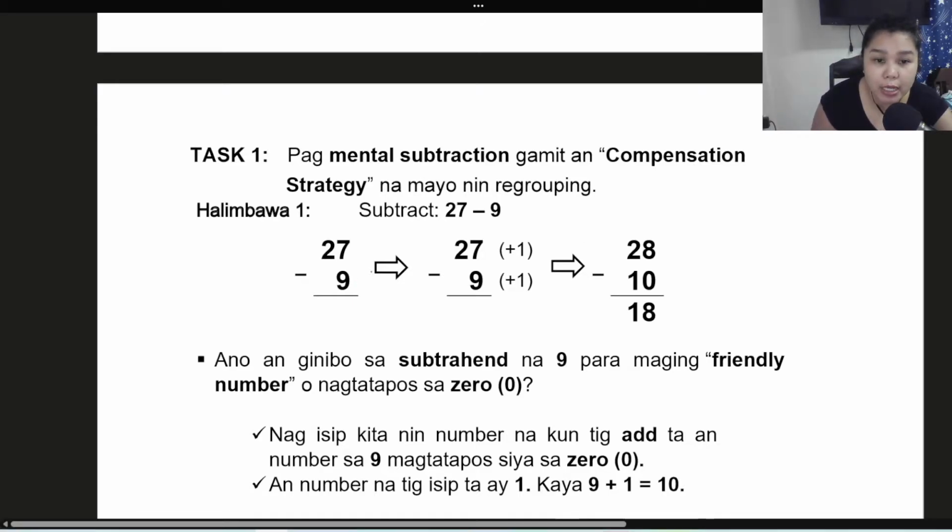So, subtrahend. Alin dito ang subtrahend? 9 ang subtrahend. Gagawin nating friendly number. Anong pinakamalapit na friendly number sa 9? Is it 10, 20, 30, 40, 50, 60? Anong pinakamalapit? It's 10. Okay. So, anong gagawin natin sa 9 para maging 10? Ilan ang idadagdag?